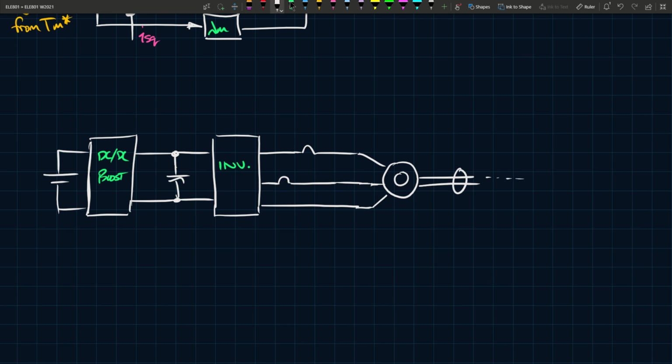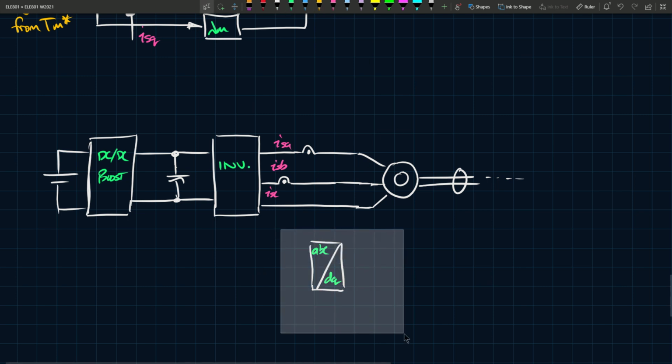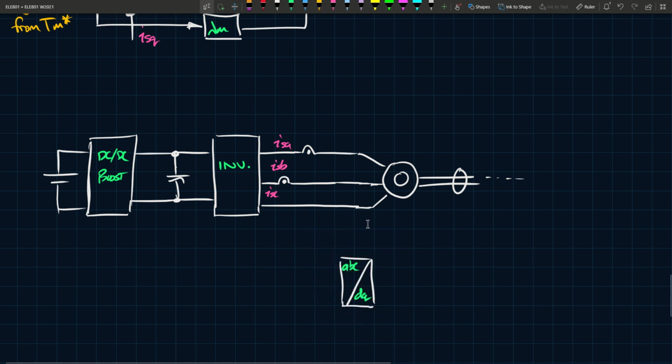But this is the part that we're really concerned with. And here, let's say you have an ABC to DQ frame, and what we're doing is we're taking these two signals. So this is ISA, this is ISB, and this is ISC. Maybe we drew that a bit too close, so let's go down like that.